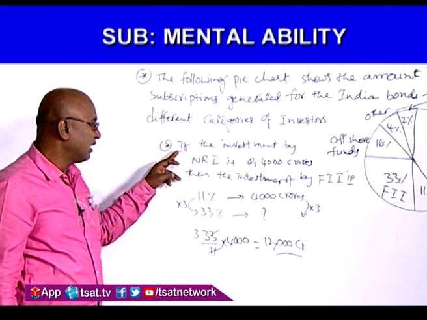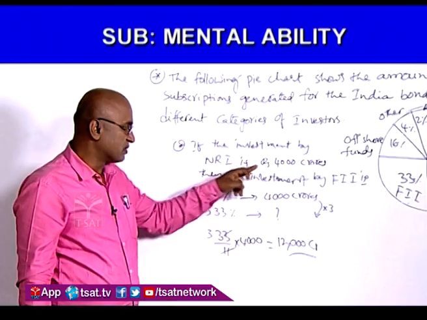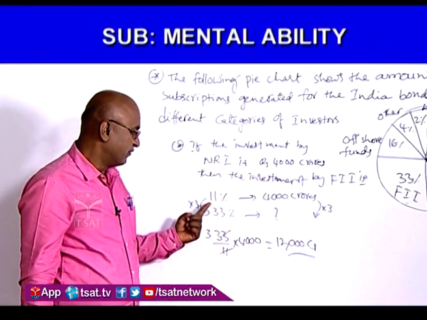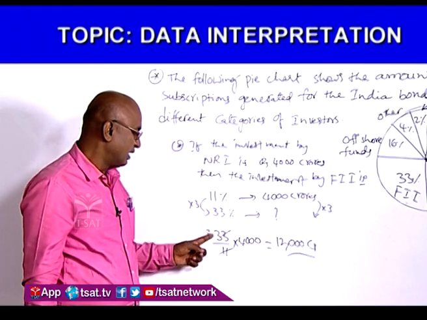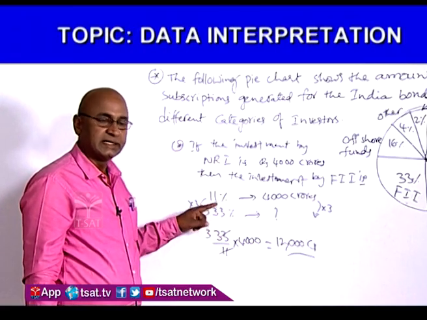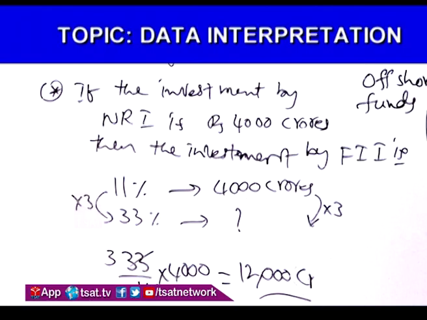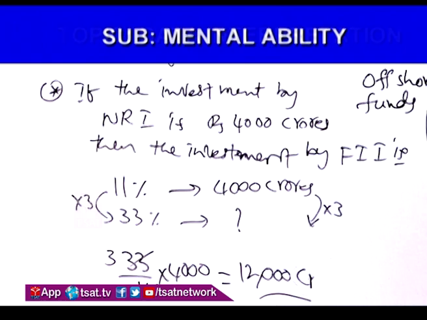So what is the problem here? If the investment by NRI is rupees 4,000 crores, then the investment by FIIs is, if 11% is 4,000 crores, then 33% is how much? That is 33 by 11 into 4,000, that will give you 12,000 crores rupees. Now, the next question in this problem is like this.